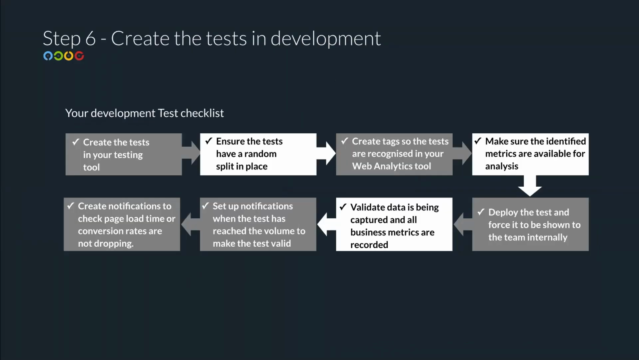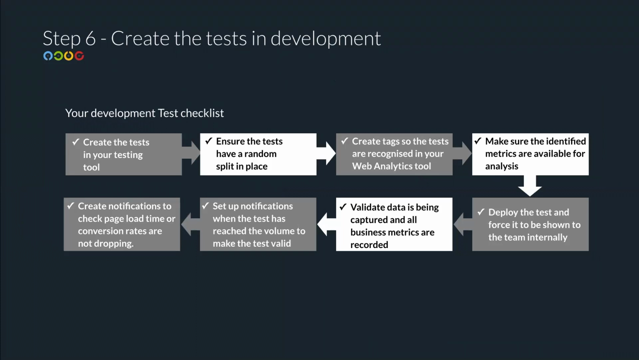Now you have your prototypes and your design, you want to push this into your development environment, a safe place where you can check whether those tests look right and whether they're working. First things first, create those in your testing tool and make sure you've got a random split in place, whether that's a 50-50 split or an 80-20 split. Obviously that will be based on the traffic, the impact that will have on your website, and the test you're running.